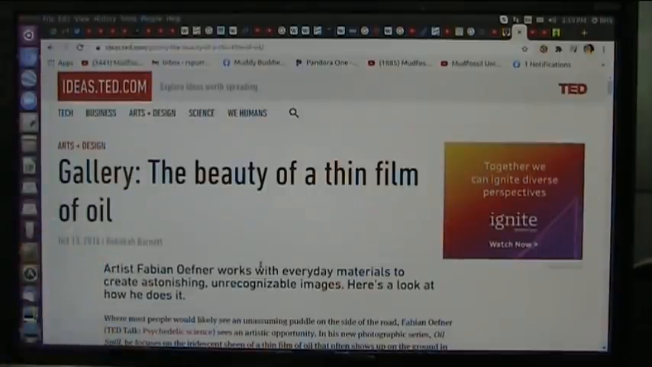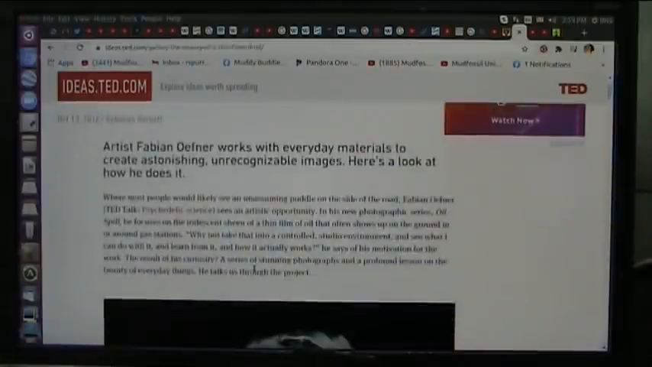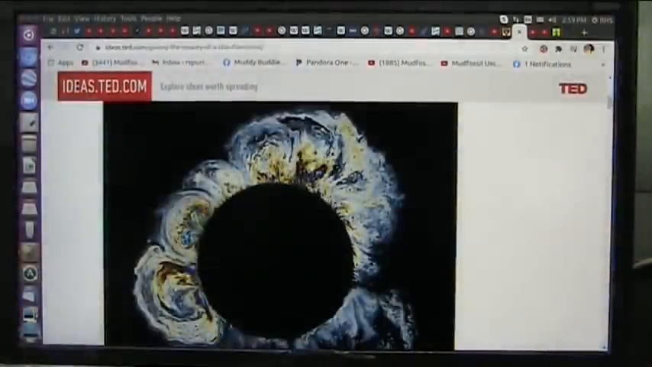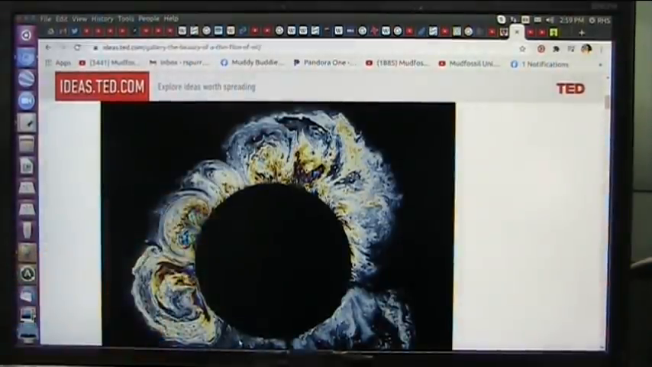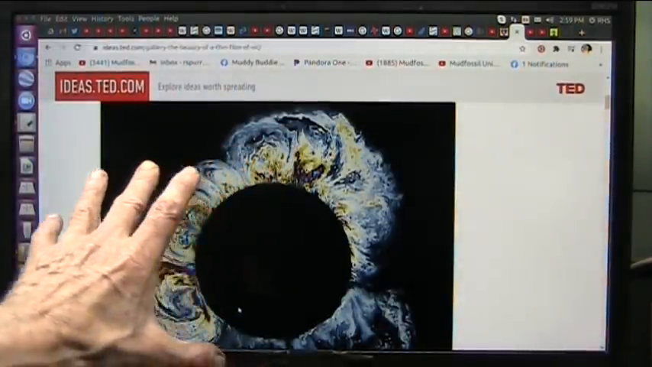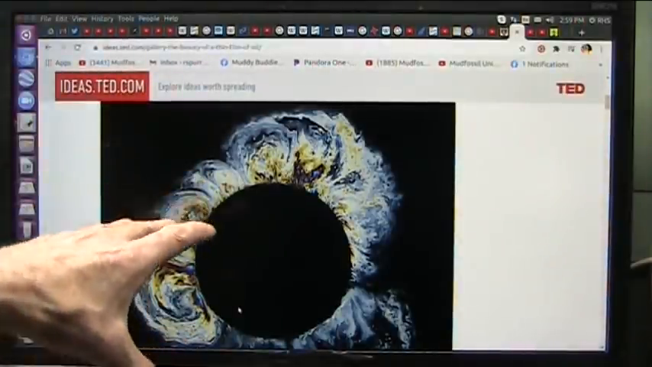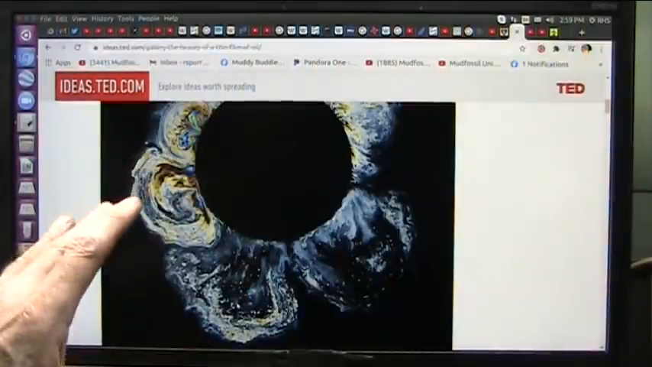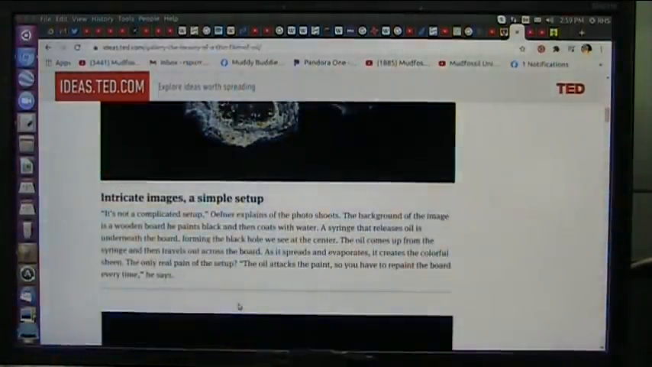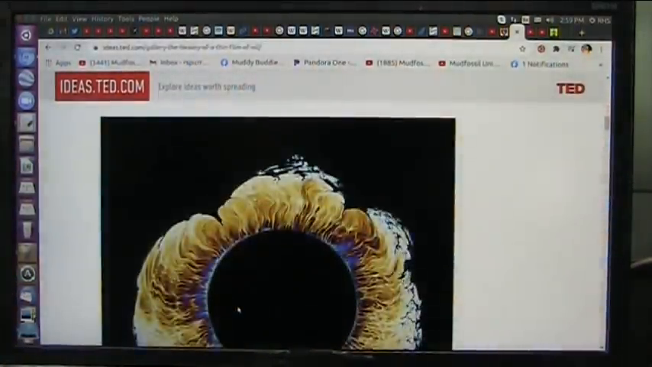Now, this is the beauty of thin film oil, and this guy is absolutely amazing, Fabian Ofner. Why are these circles here? Why are these fountain-looking things? He's taken pictures of oil and water and what it does and how it separates, and I think I pretty much understand what's going on here because of electron flood theory.